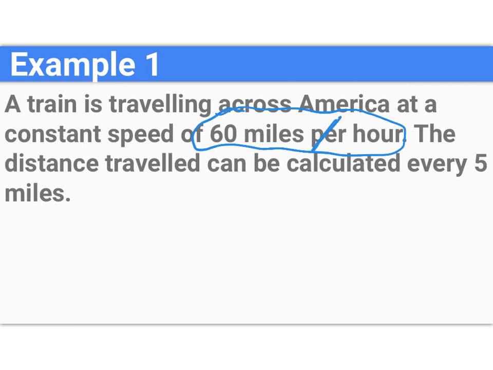Anytime you see the word per, each, or every, that means divide. So the unit that comes before is your y. So y stands for miles, and your x stands for hours. And we know that a function is the rate of change, 60, and it multiplies to x. And so there is our function rule for this function.